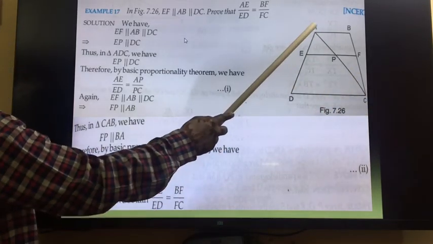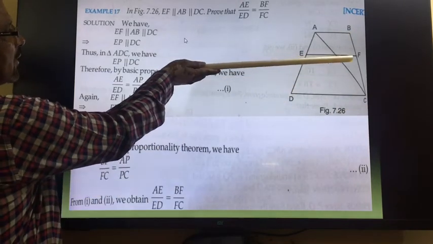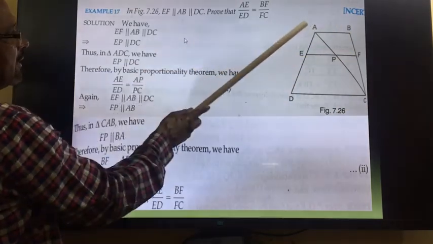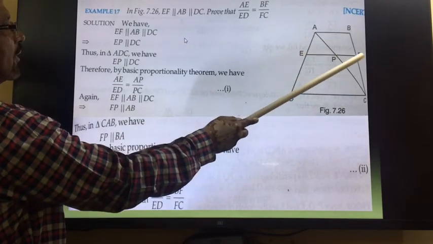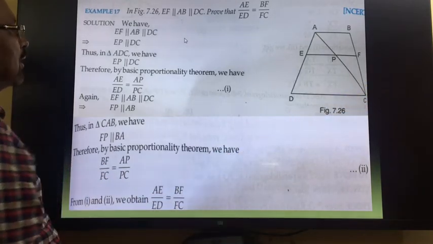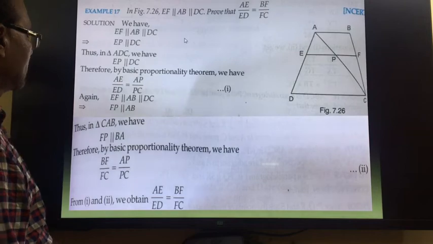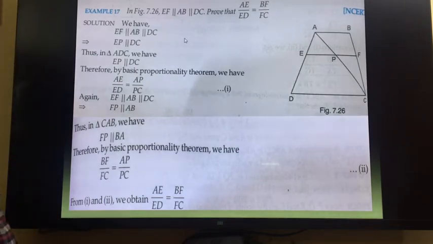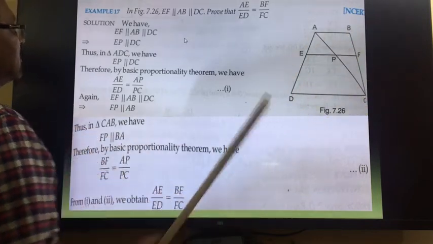After that, we can take the triangle ACB. Here the PF line will be parallel to AB, so we can write AP upon PC is equal to BF upon FC. After that you will see that AP upon PC will be common, and you can equate. So you will get AE upon ED is equal to BF upon FC.